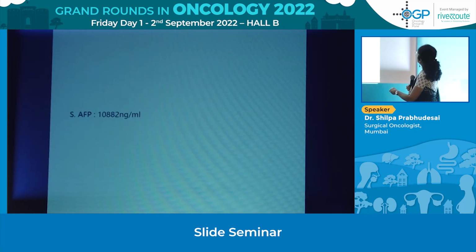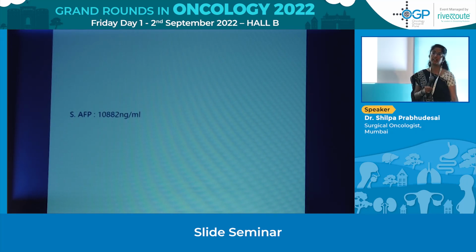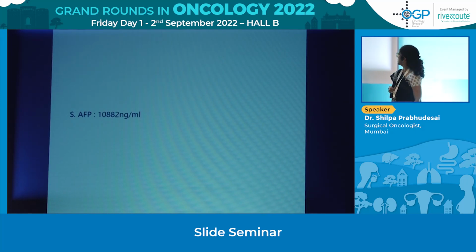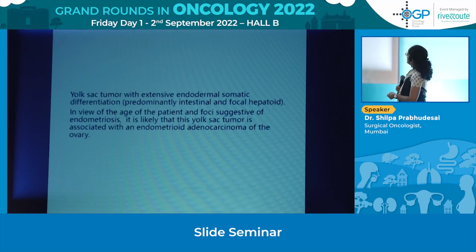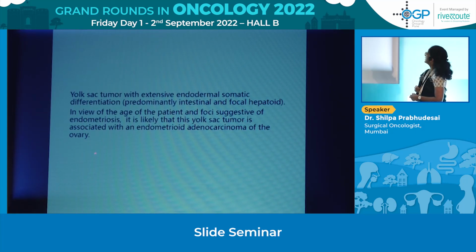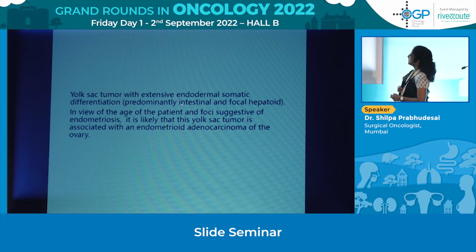We spent a lot of time on this case, and then we phoned and asked if we could have the serum AFP levels, because we got glypican, we got SALL4. About 3 or 4 weeks after the surgery, her serum alpha-fetoprotein level was 10,800, quite elevated. So eventually this is what we called it: a yolk sac tumor with extensive endodermal somatic differentiation, predominantly intestinal and focal hepatoid. And in view of the age, now yolk sac tumors are more common in younger women.